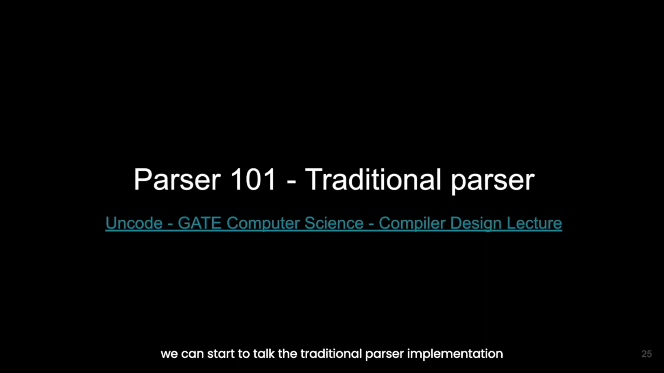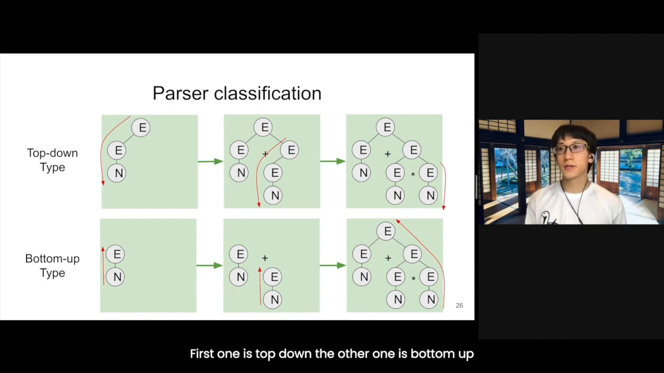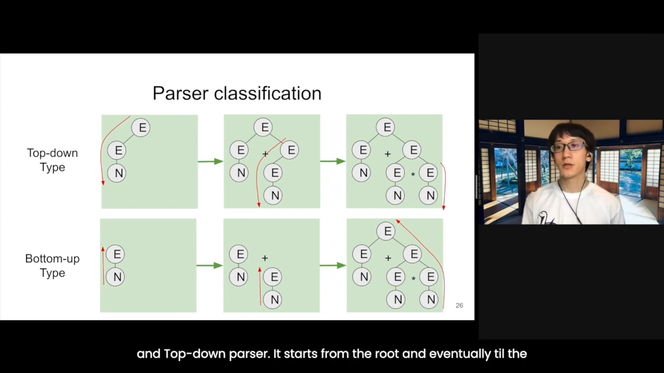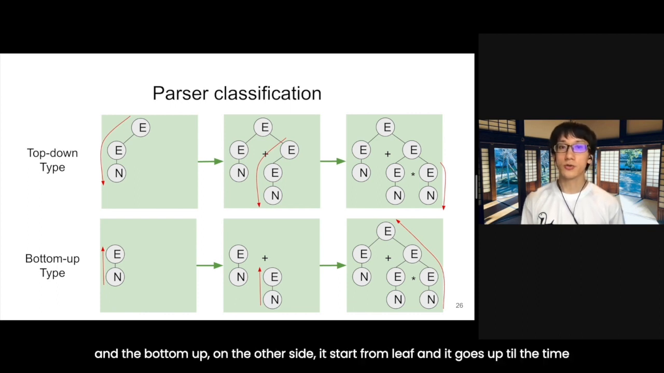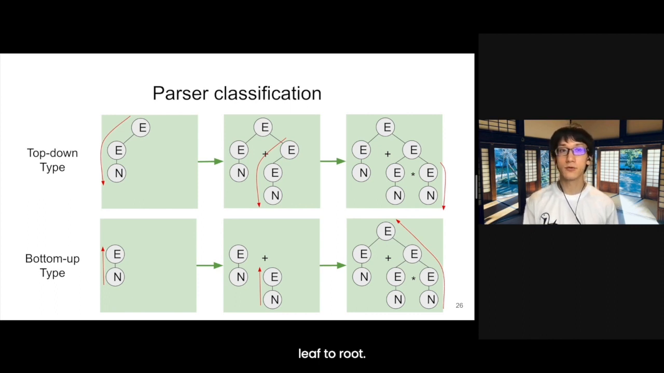So we can start to talk about the traditional parser implementation. Before that, we need to know there are actually two types of parser. First one is top-down, the other one is bottom-up. A top-down parser starts from the root and eventually goes to the leaf and generates the tree. And bottom-up, on the upside, starts from the leaf and goes up until it can't go up anymore, and eventually generates the tree from leaf to root.